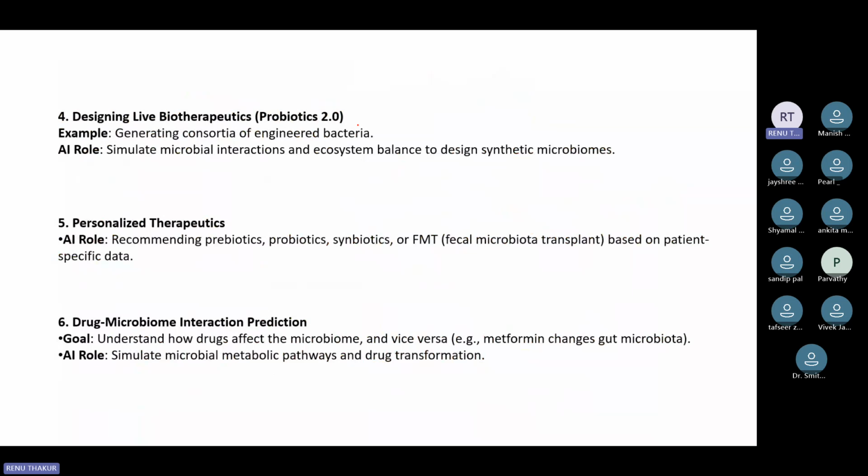Now the second part is designing live biotherapeutics. Live biotherapeutics means probiotics. If you want to design probiotics, then you also need some engineered bacteria. If a bacteria is not so healthy, you need to engineer its strain and remove all the toxic genes it has in its genome. And how can you engineer the bacteria? You need its whole genome sequence, and that is also harvested from a database.